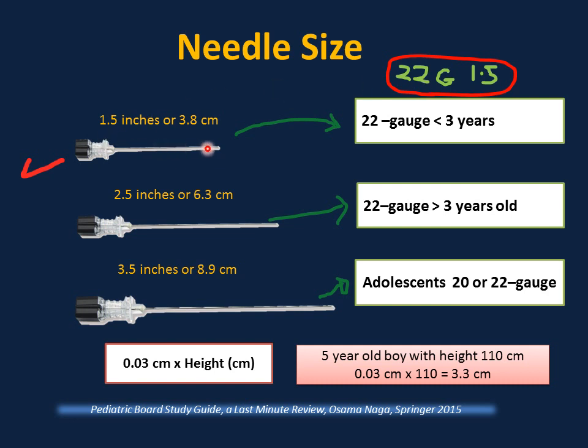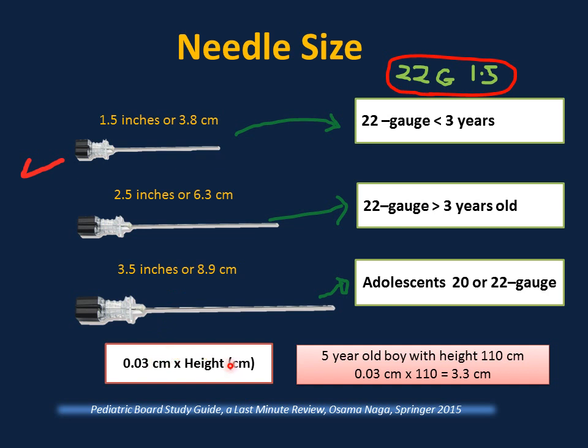The most common size we use in pediatrics in infants and children less than 3 years of age is 22 gauge, 1.5 inches. In older children more than 3 years of age, we use a longer needle with the same gauge 22, 2.5 inches. In adolescents and bigger size children, you will use a longer needle, 3.5 inches. The gauge either 20 or 22. 20 is wider than 22. Of course, we have the choice between narrower and wider. The narrower is better because this will decrease the risk of CSF leakage.